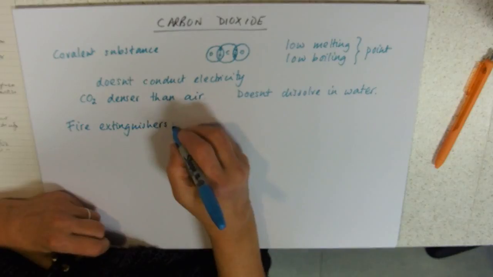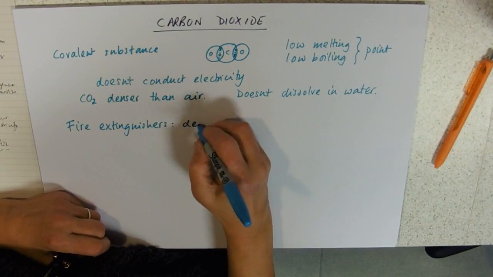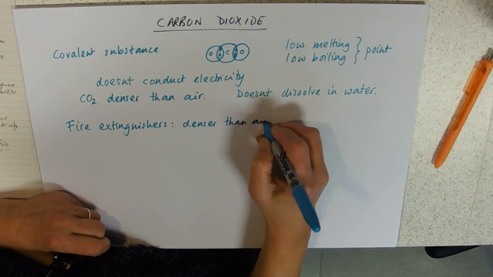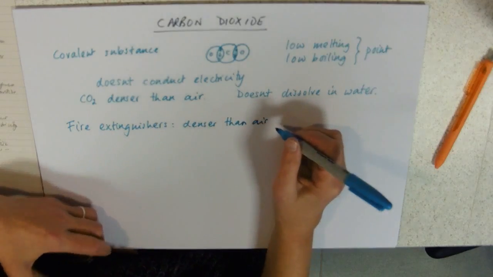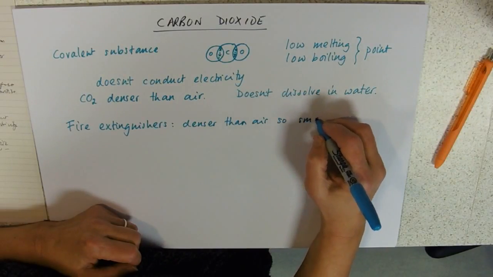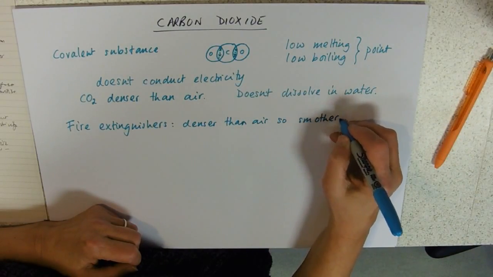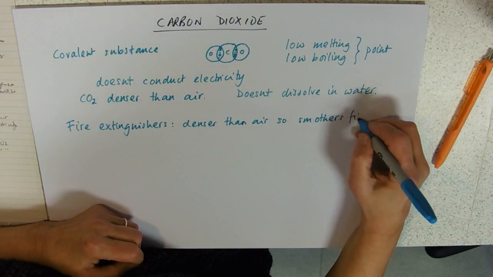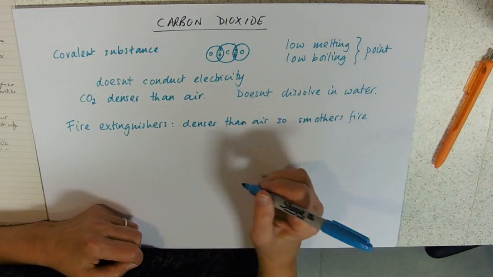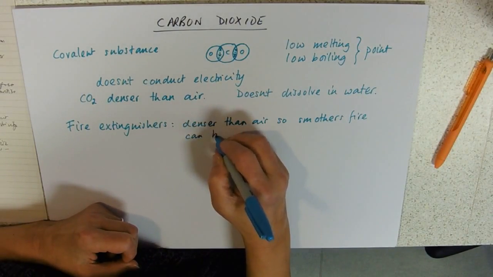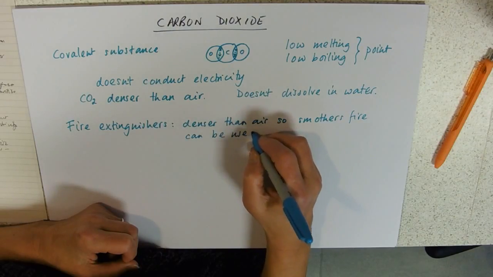And why it's used in fire extinguishers is because it is denser than air. So it smothers the fire. It means that the fire can't gain any oxygen to keep it going. Because it doesn't conduct electricity, it can be used on electrical fires.